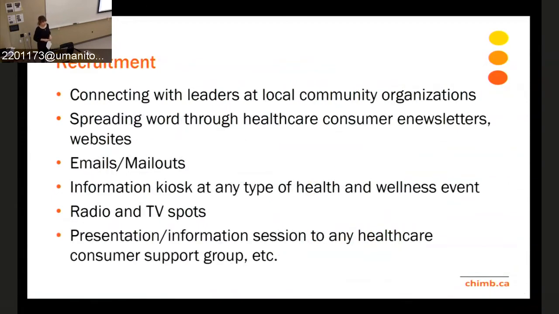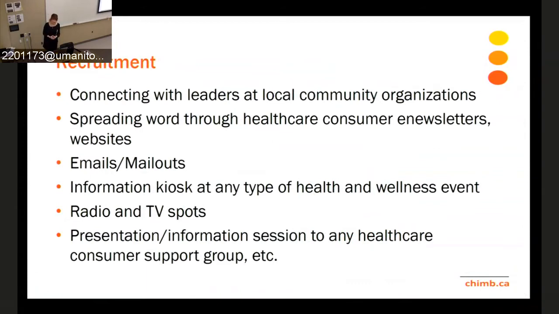Connecting with leaders at local community organizations. So I always say if you want to get diverse perspectives, going outside the healthcare consumer organization to start talking to whether it's women's organizations, LGBTQ, Indigenous, immigrant and refugee resource centers, clinics within here. So talking to people who may be outside of the healthcare sphere, but they might be able to help you identify ways in which to engage people and people who may really be interested in the subject matter as well.